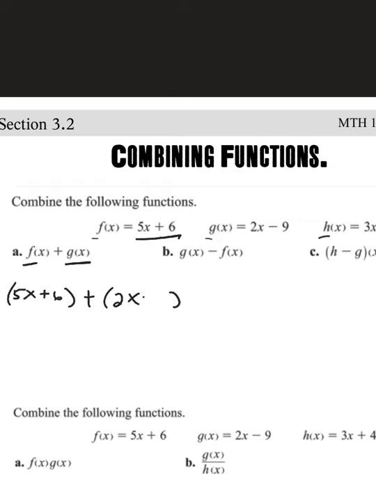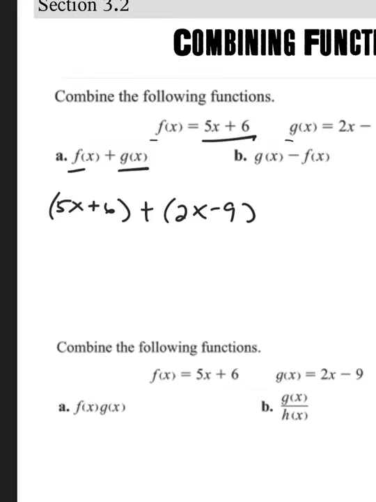Using what we did when we were looking at like terms and unlike terms, we're going to combine these two by combining like terms. If I distribute a positive 1 to get rid of the parentheses, this is what it looks like. I can combine the 5x and the 2x, and I can combine the 6 and the negative 9, and there we have it.